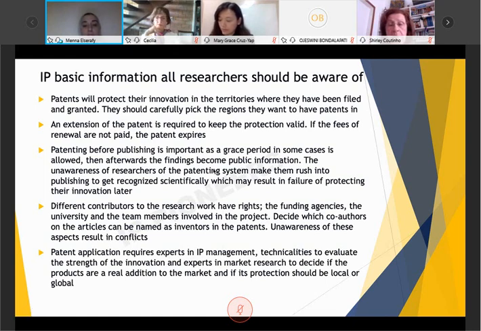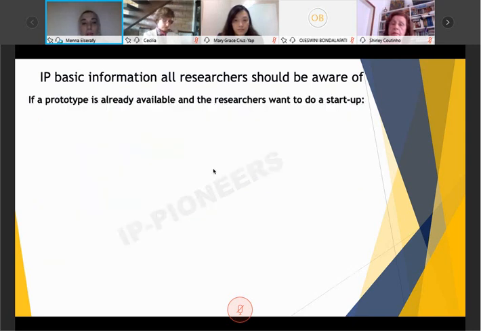The patent application also is not just work that can be done by the researcher himself or some legal people. It requires experts in IP management and technicalities to evaluate the strengths of the innovation, and experts who can do market research to determine that this product has a unique competitive advantage that other products in the market do not have. At the end, they should also know the market well and decide if the protection should be local or global.